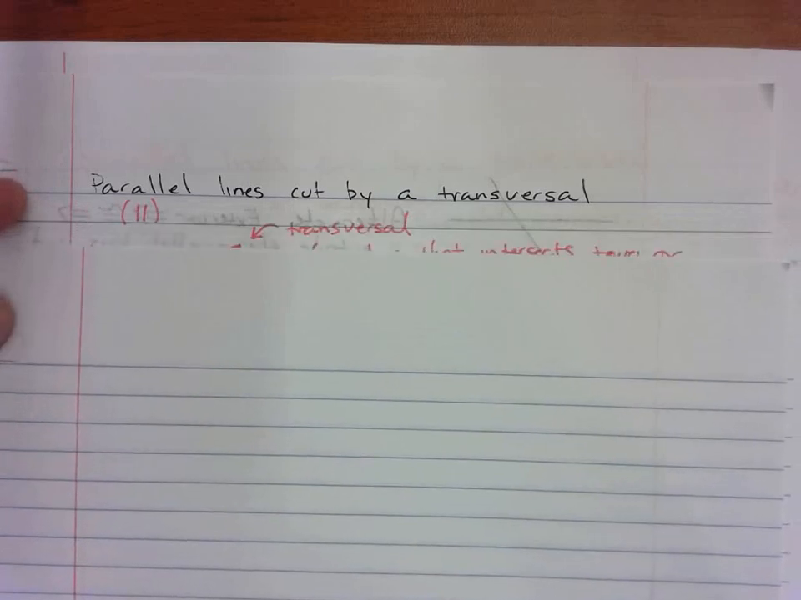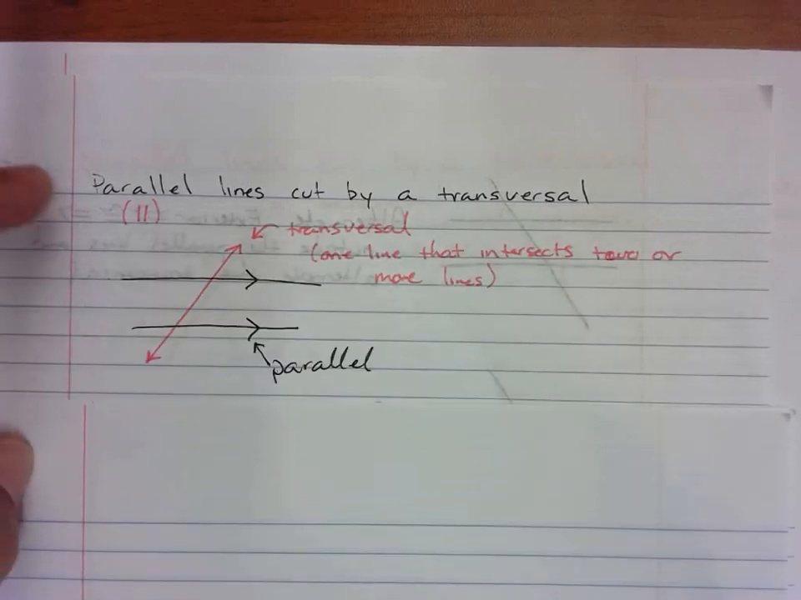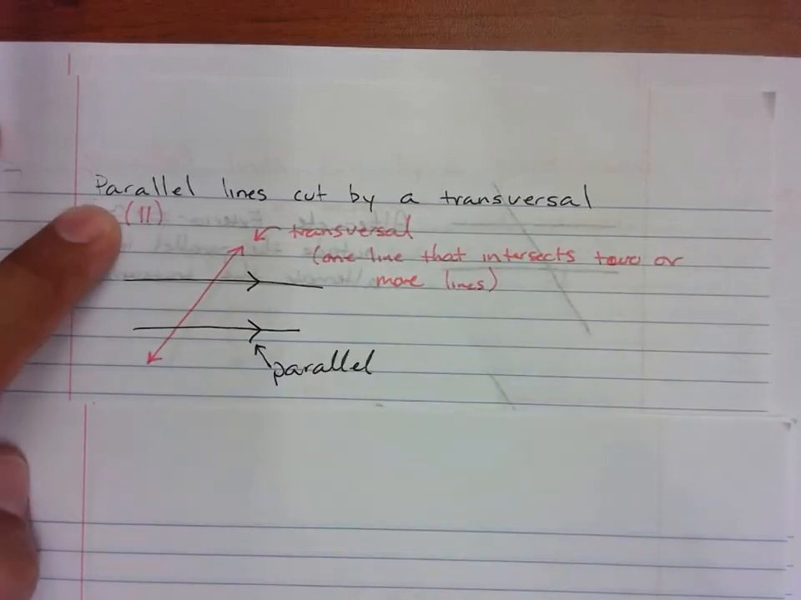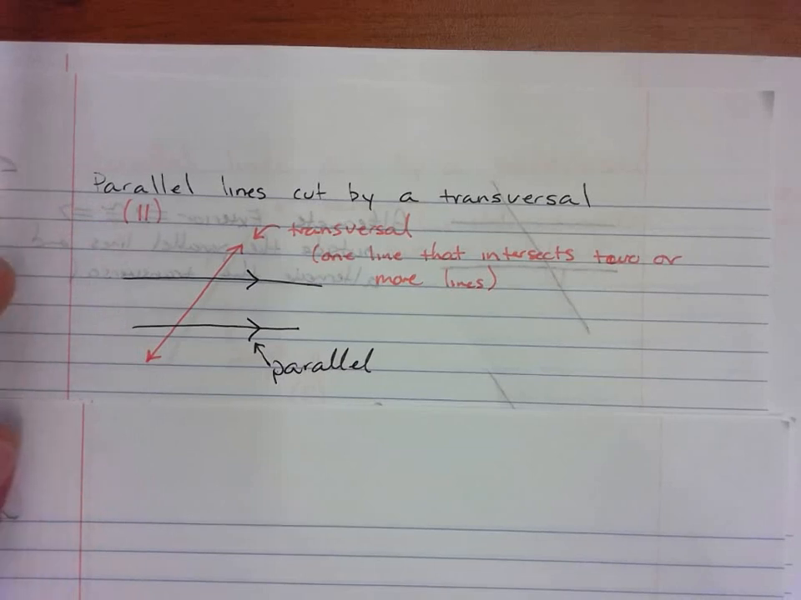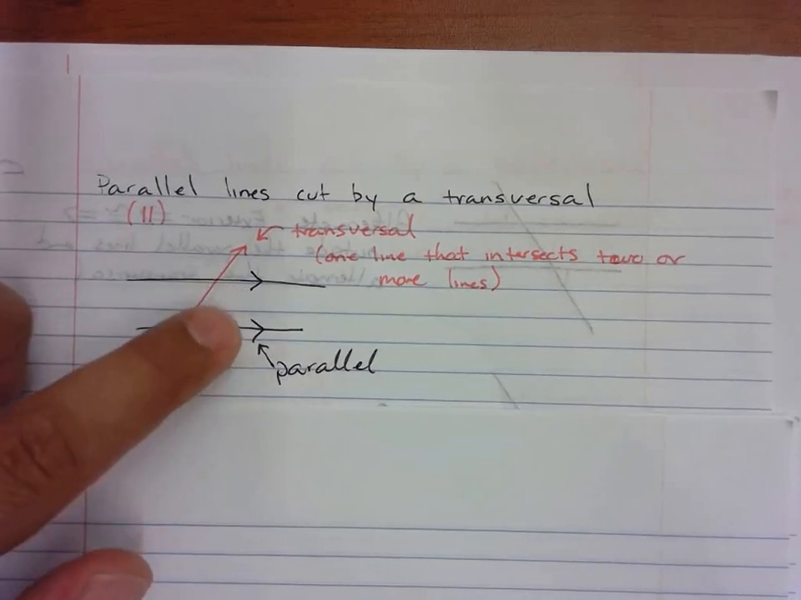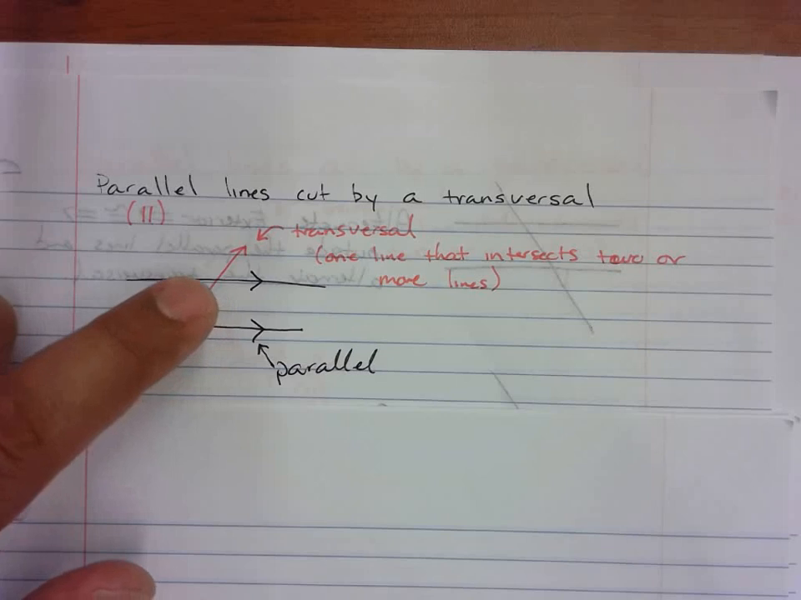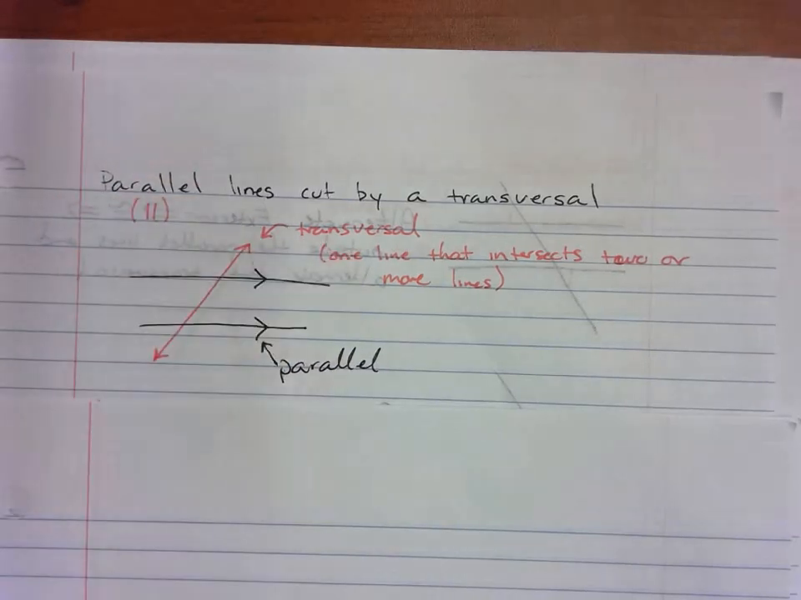Parallel lines cut by a transversal. This is the symbol for parallel. It's the equal sign turned on its side. This is the picture you want to look at. The arrows inside the lines mean that the lines are parallel. Your transversal is one line that intersects two or more. One line that intersects two or more lines is called the transversal.